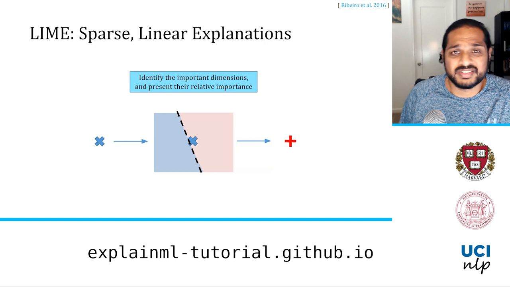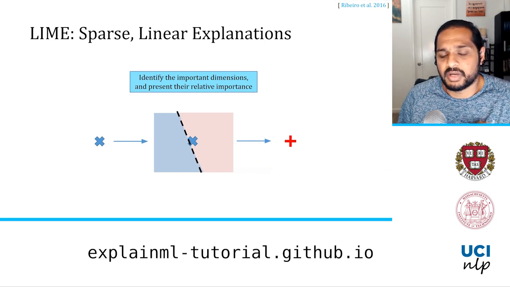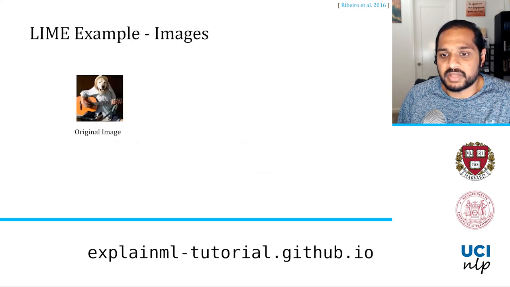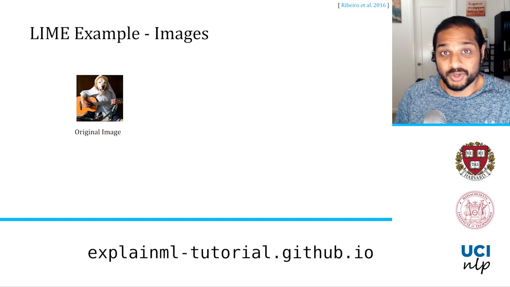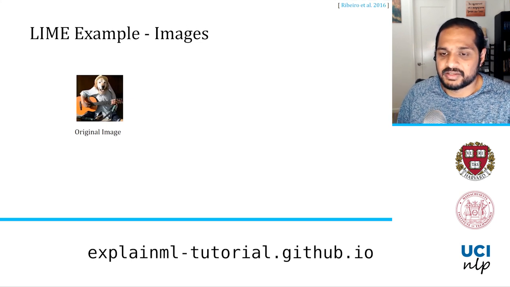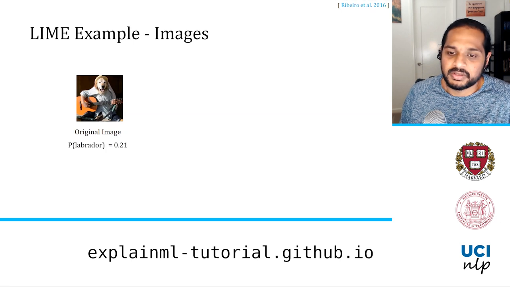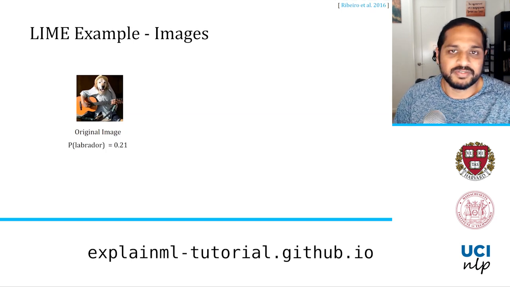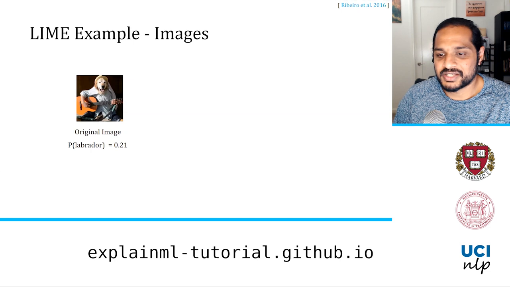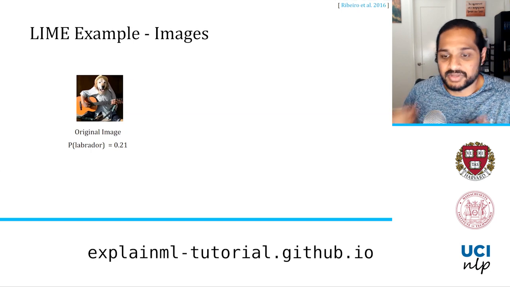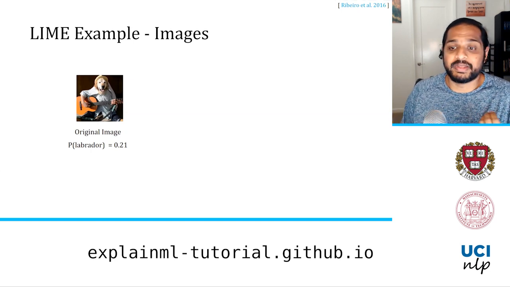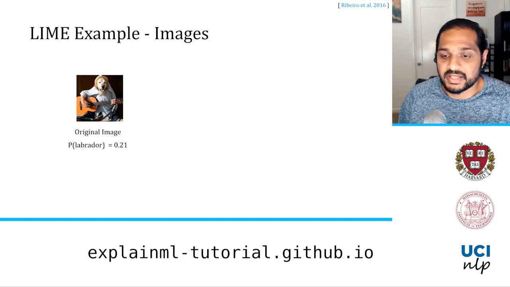I'm just going to describe how these LIME explanations are generated using an example. Suppose you're given an image of a dog playing a guitar, and you ask a model, what is the probability that this is a Labrador? The model comes back and says, oh, 21% chance that this is a Labrador. That's the model prediction. You want to explain, why does the model think this is a Labrador?